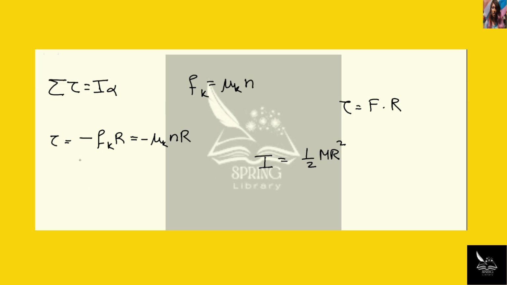That means what we can do here is equate I alpha with this quantity right here. So that will give us half of m r squared alpha, which is equal to negative mu k n r, right? Now from there we can actually solve for mu k. So mu k will be equal to negative m r alpha divided by twice n.